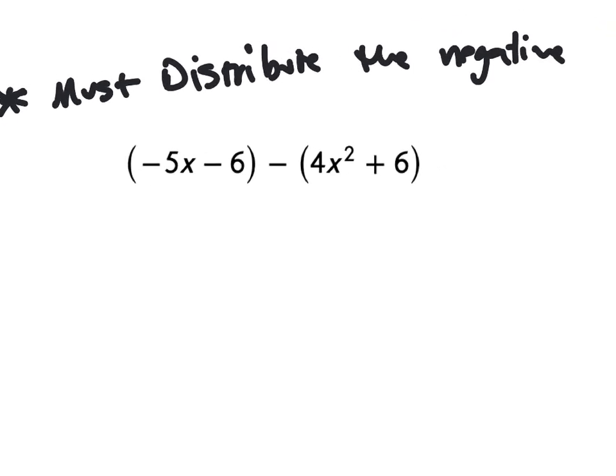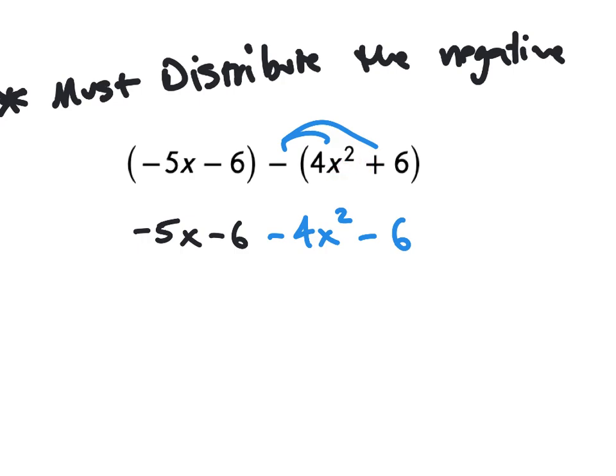All right, same thing. So I'm just going to distribute this negative first. Copy down my first polynomial, so -5x minus 6. And then this is going to become minus 4x squared minus 6. And a good rule of thumb is that whenever you distribute the negative, everything in this polynomial becomes the opposite of what it was, okay?